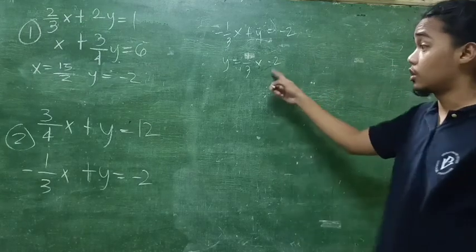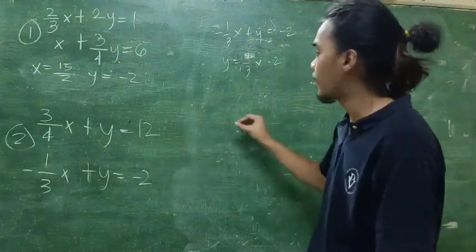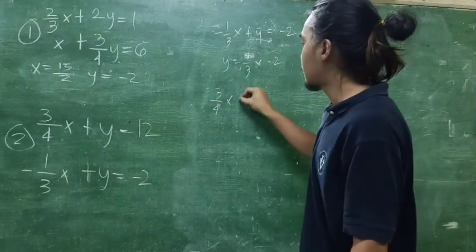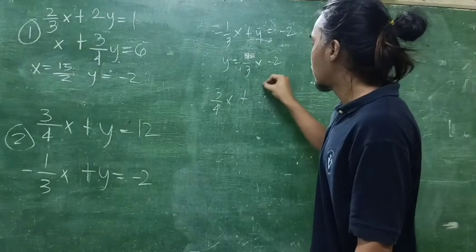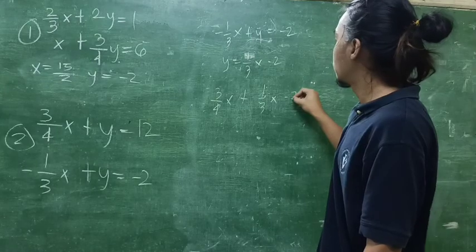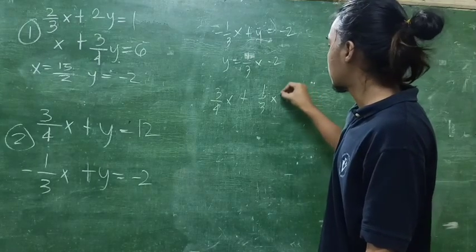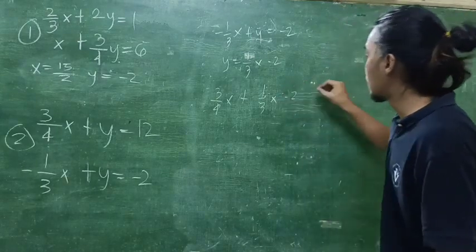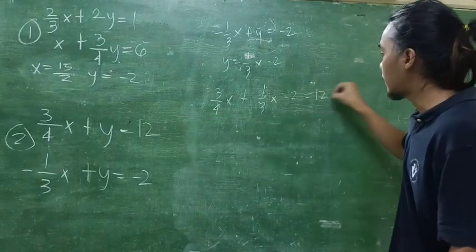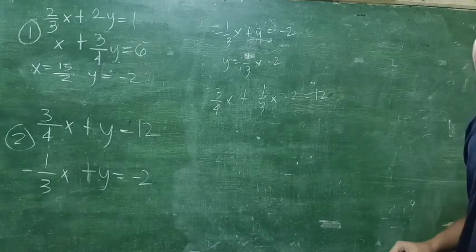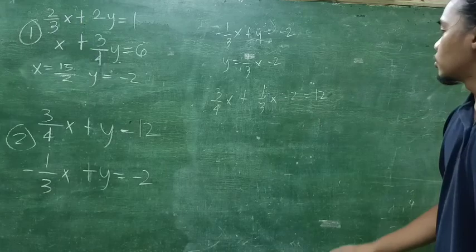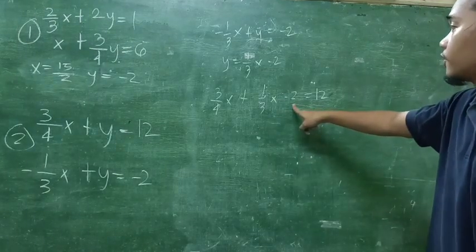Then substitute it here. So we have 3/4 x plus the value of our y, which is 1/3 x minus 2, is equal to 12. Sorry. So combine like terms, we just have to add this 2 and then transpose negative 2 to the other side.